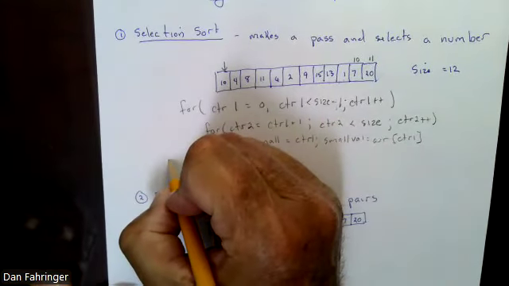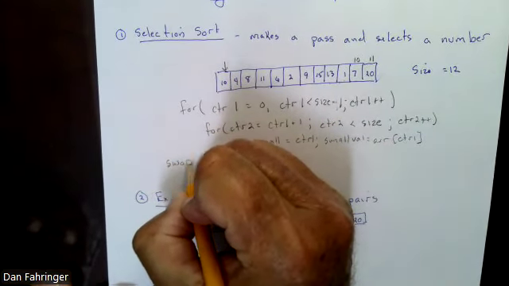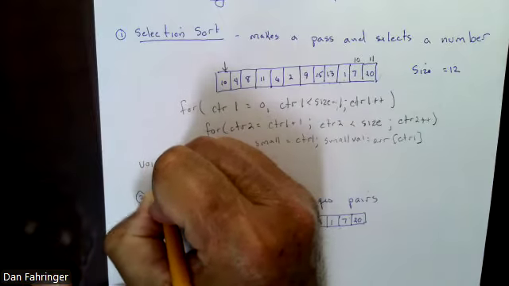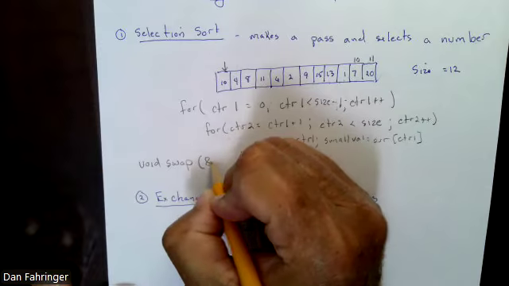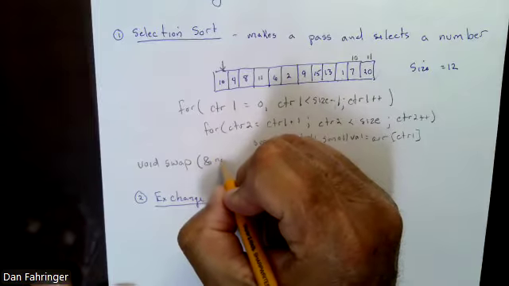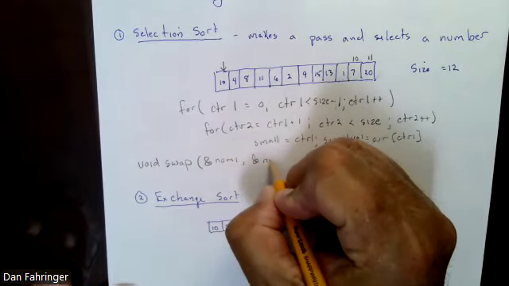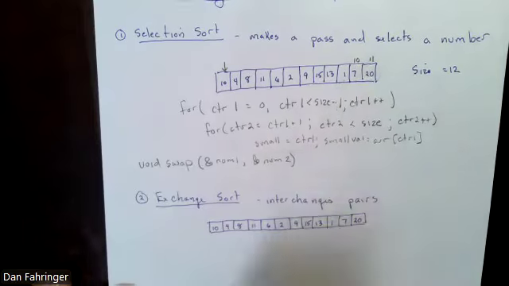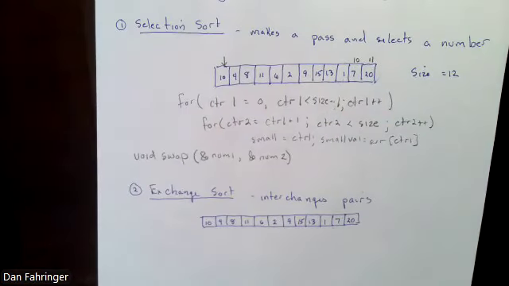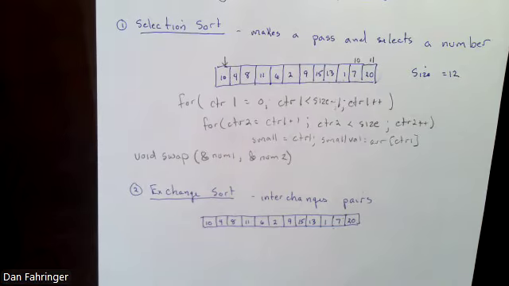We had swap. Let's see, void swap, ampersand num1, ampersand num2. Does that look about right? Temp equals num1, num1 equals num2, num2 equals temp. I pass those by way of reference.